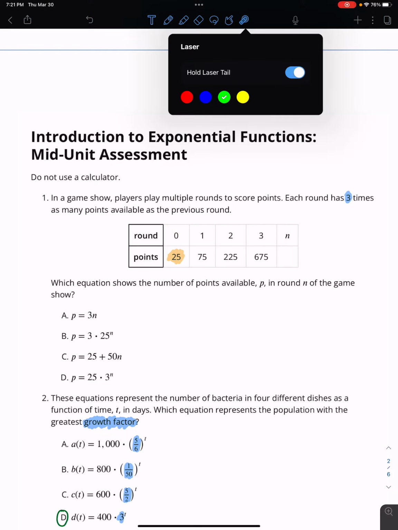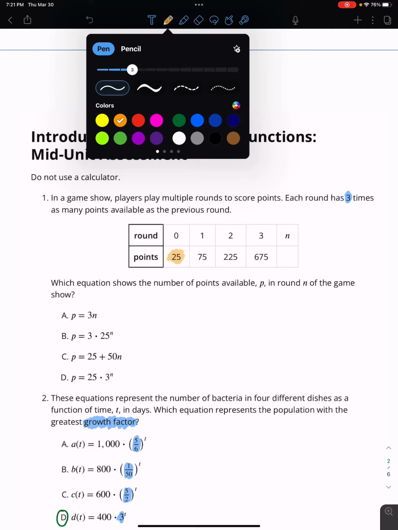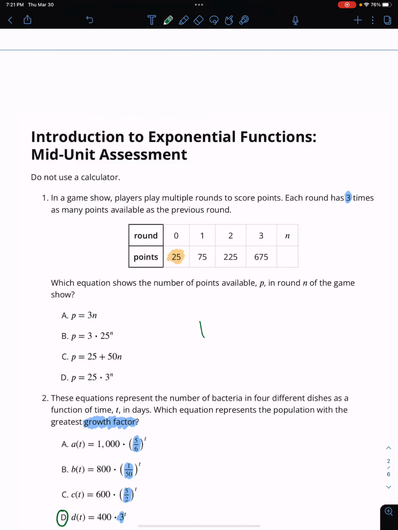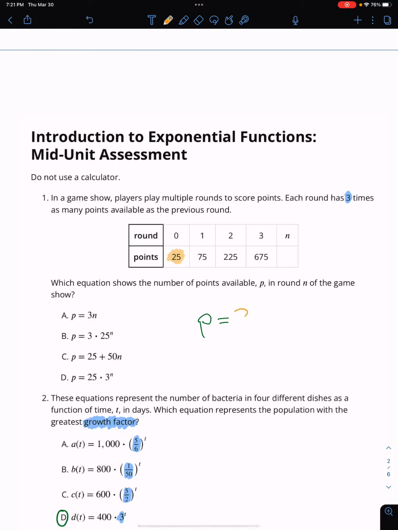And what did we have? How many points did we have at round 0? We had 25 points. So that's the first thing we're going to plug into our formula here. So we could say the points as a function of the round equals the 25 that we started with. We always start at the beginning every single time. Where do we start? Round 0 is worth 25 points.